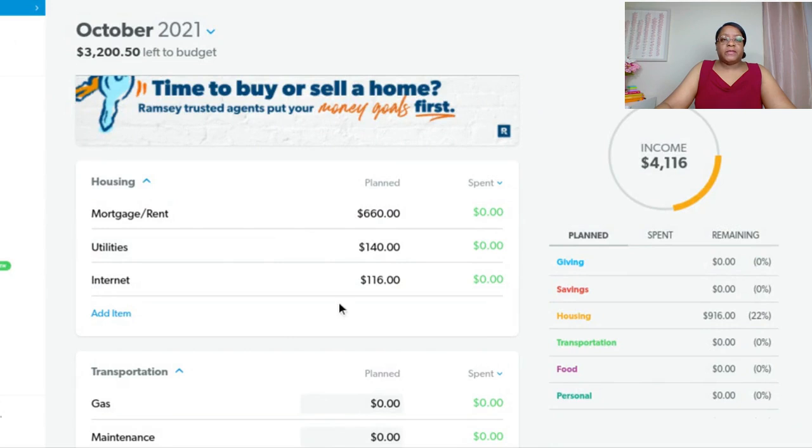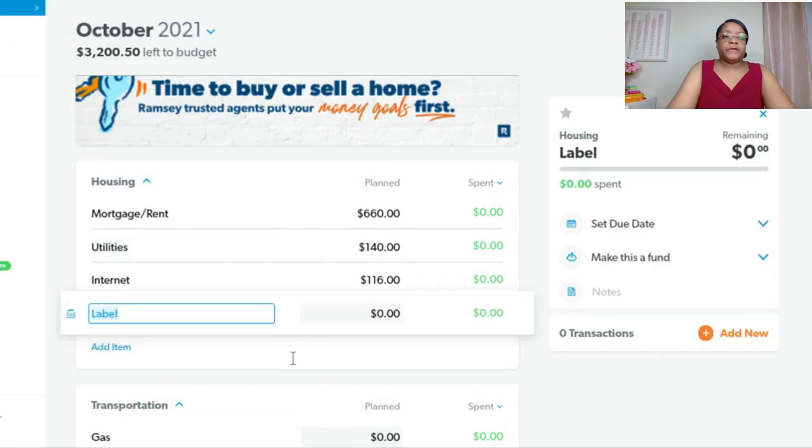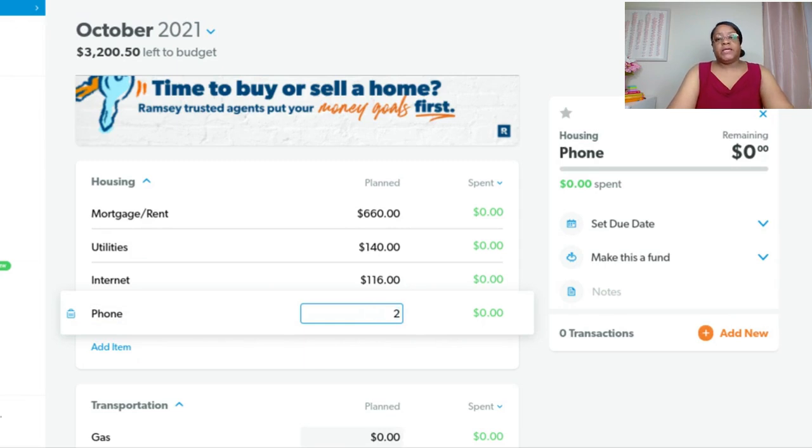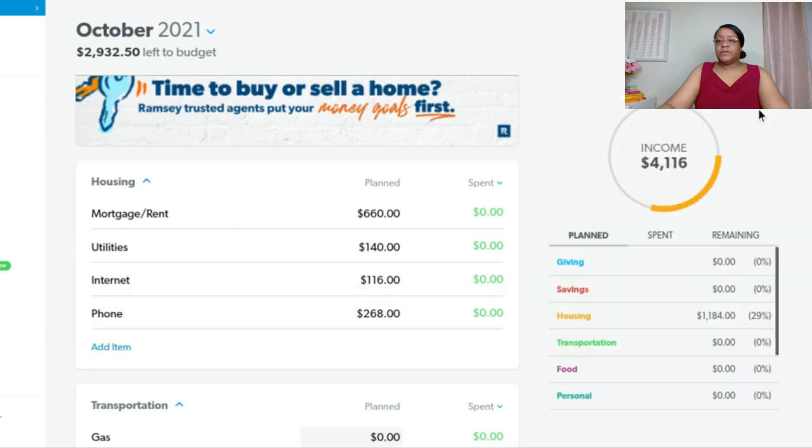I'm going to add something here. I'm going to add a line for my phone. Now, back then, I used to pay the whole bill, 268 by myself. And 268 is pretty high, and that was because I also was financing the phone, it's all in your plan. I have learned not to do that, and I actually paid those phones off, and so we now save for our phones. So now we can see I have all of my housing expenses here, and so you can see it on the pie chart over here.